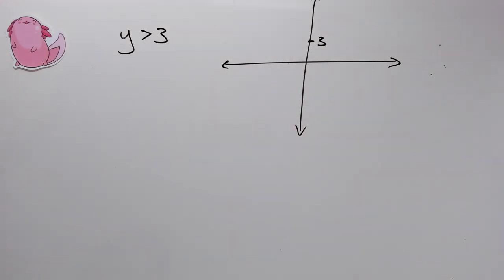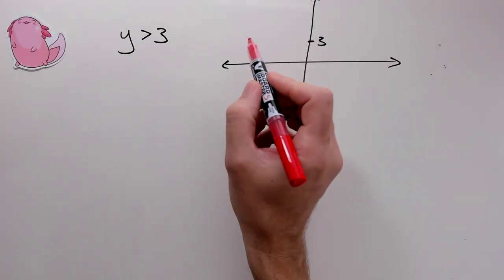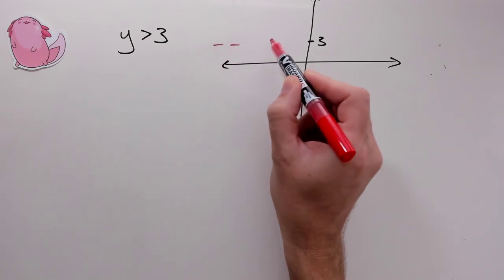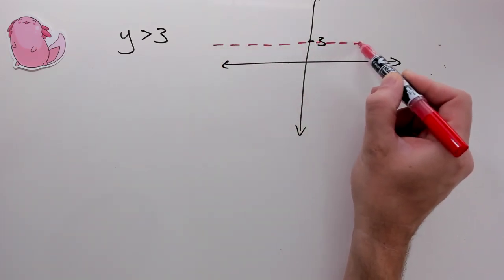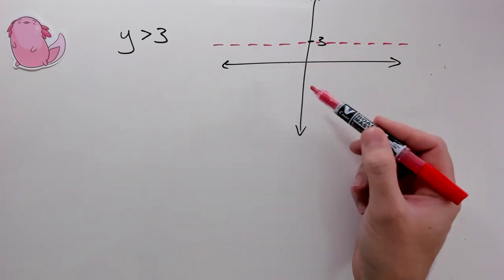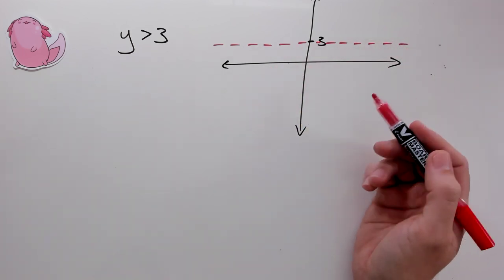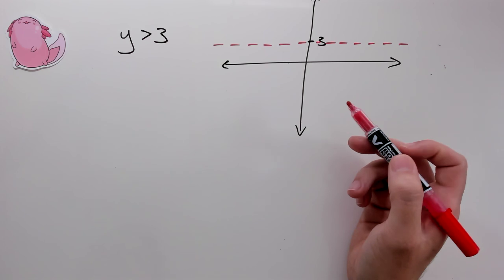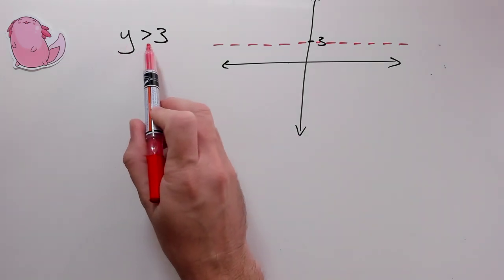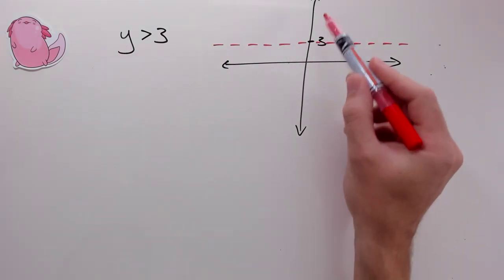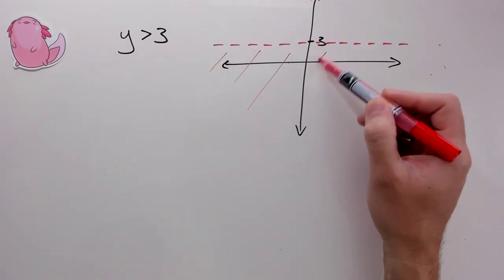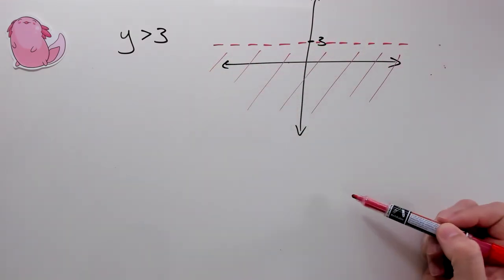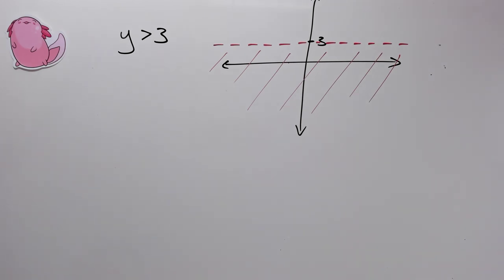So when we draw this, we have to do a dashed line to show that 3 is not included. And we have to shade everything that's not true, the part that's not being represented. Now in this case, y is bigger than 3 everywhere above my line, so I will do the opposite and shade everywhere below the line. Cool. In the next video, we're going to look at some diagonal lines and then take it from there.